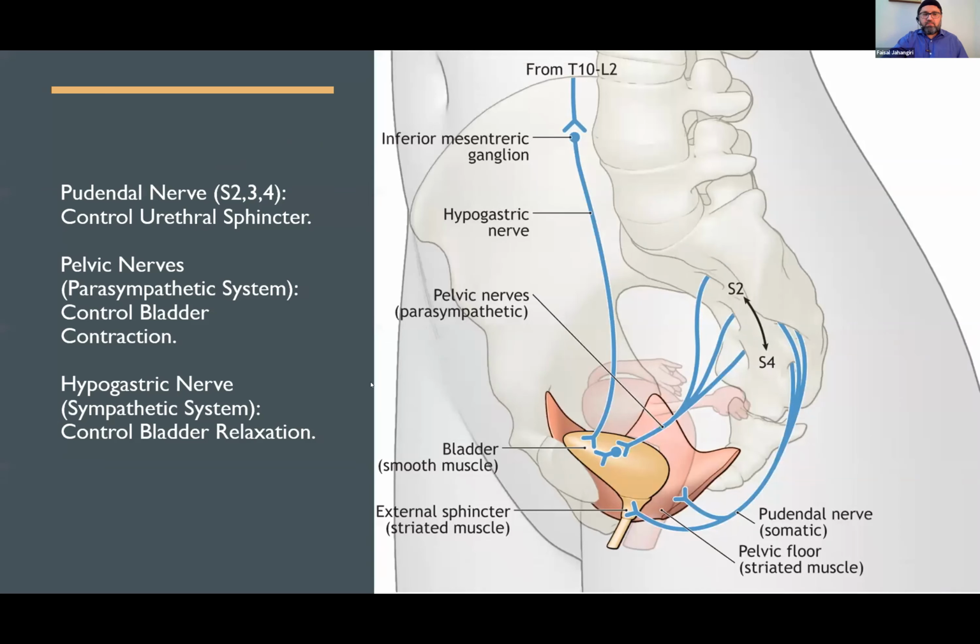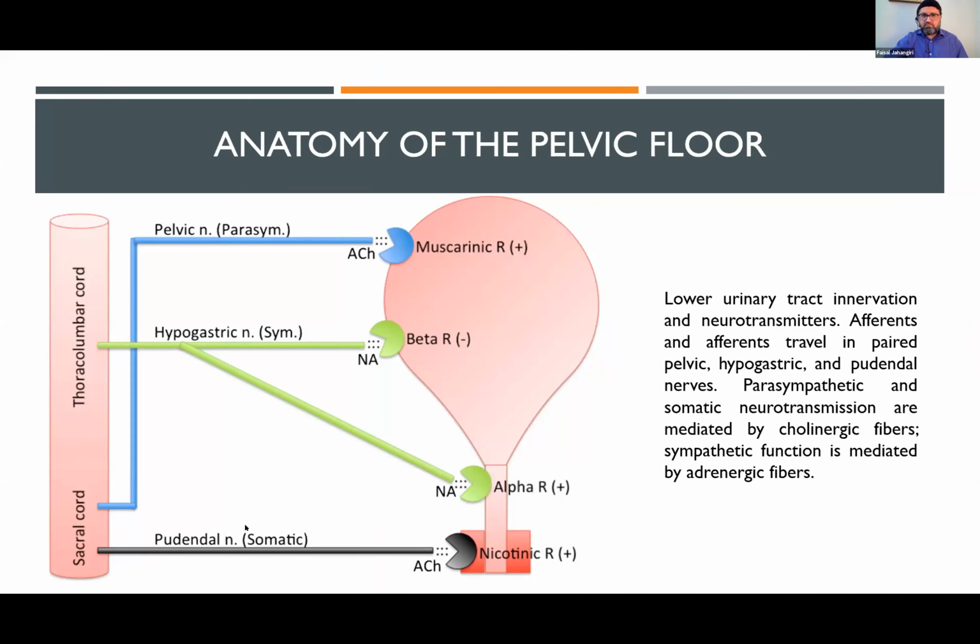The pelvic nerves: we have the sympathetic nervous system and parasympathetic nervous system. I'm going to go into more detail later, but the function of the parasympathetic nervous system is to control the bladder by contracting the smooth muscle and relaxing the sphincter for urination. The sympathetic controls bladder relaxation. So when you're looking at the anatomy of the pelvic floor again, the lower urinary tract innervation and neurotransmitters.